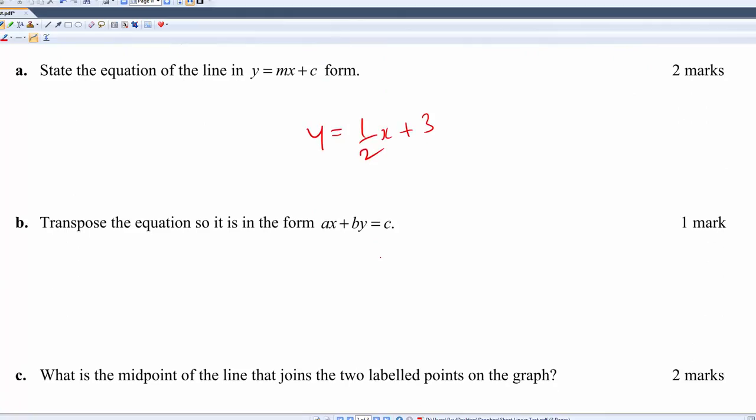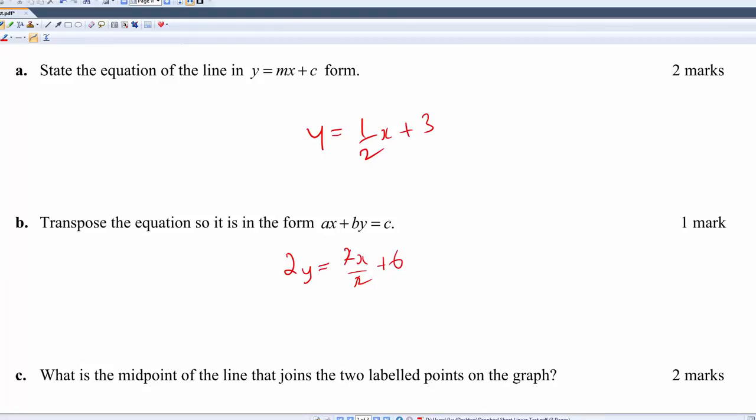Alright, let's transpose this so it's in what we call intercept form. We don't really like fractions in intercept form, so what we're going to do is get whole numbers for the a value and the b value. So the first thing I'm going to do with this is multiply everything by 2. Alright, and check out what happens. 2y equals 2x over 2 plus 6. Everything has been multiplied by 2. That cancels out with that, and now we've got whole numbers.